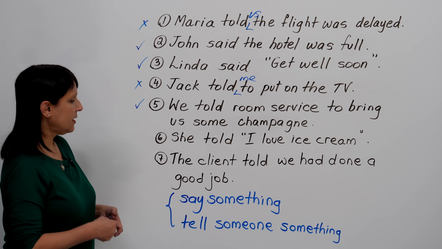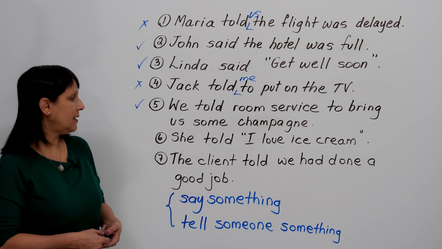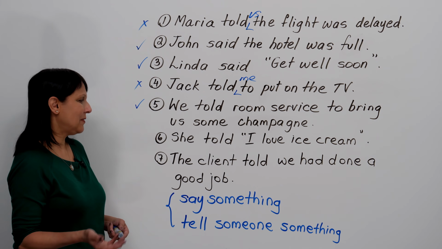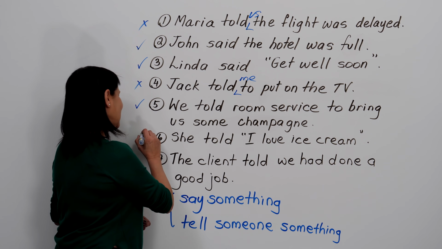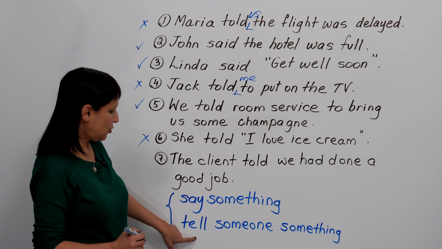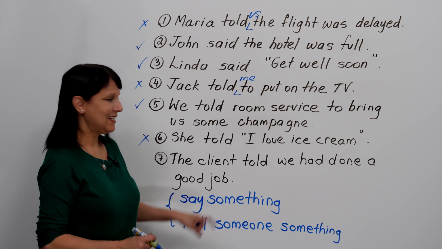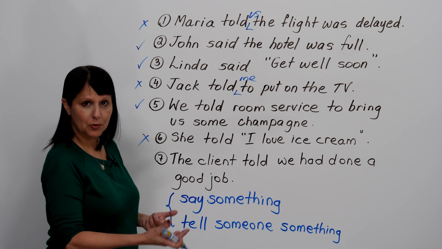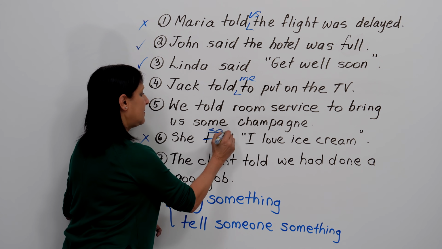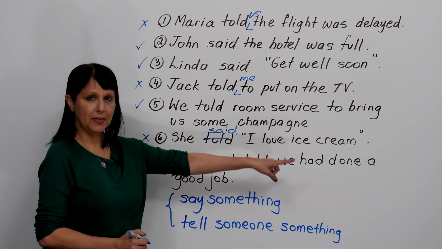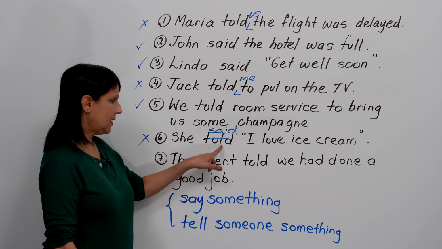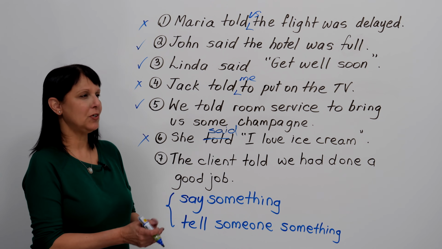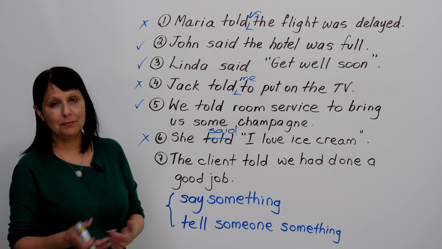Number 6. She told, I love ice cream. Is that right or wrong? Well, that one is wrong because told someone something, right? Where's the someone? So either you can say she told me I love ice cream, or you could change it in another way and you could say she said I love ice cream, because now say something and this is the something that she said. Okay? She said I love ice cream, or she told us she loved ice cream, or something like that.